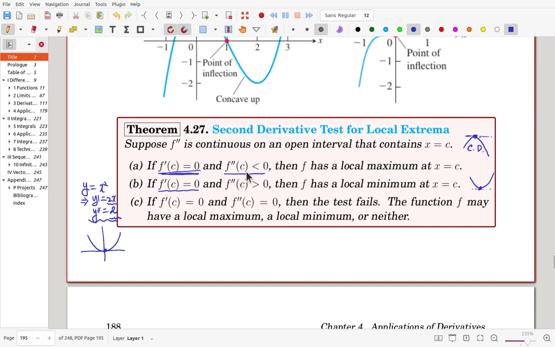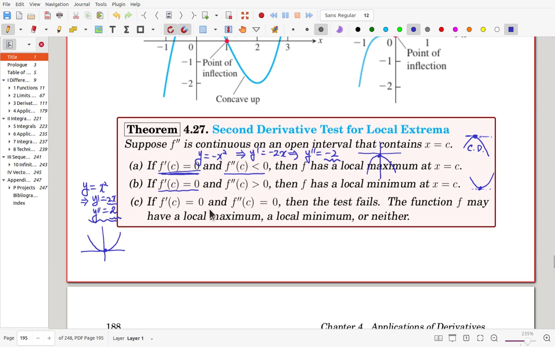And for the other case, you can use the example y equals minus x squared. Then at 0 the derivative is 0, and for the second derivative, y prime is minus 2x, and y double prime equals minus 2. So the second derivative is negative, and pictorially the shape of this function is like this, concave down, so that is the local maximum, right?